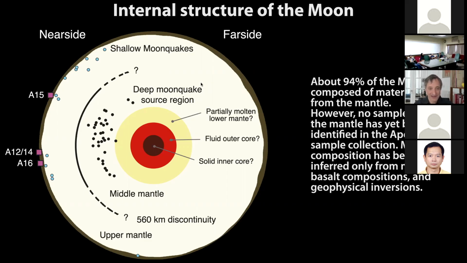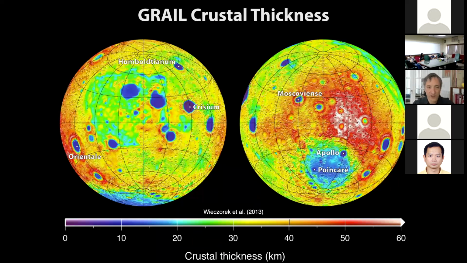However, to date, we don't have any samples of the mantle, and no samples of it have been identified in remote sensing or in the sample collection. And the only way to make inferences about the mantle composition is through geophysical data or through looking at the composition of the Mare basalts, which are derived from the mantle. But with GRAIL, it turns out that GRAIL suggests that we may in fact have samples of the mantle on the surface of the moon that we can actually investigate.